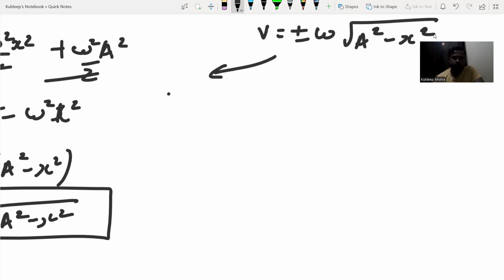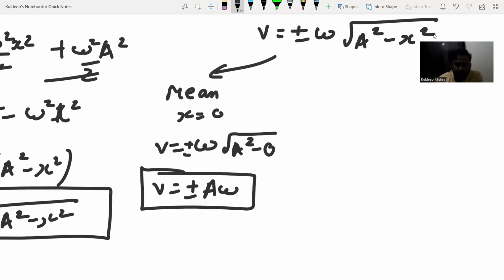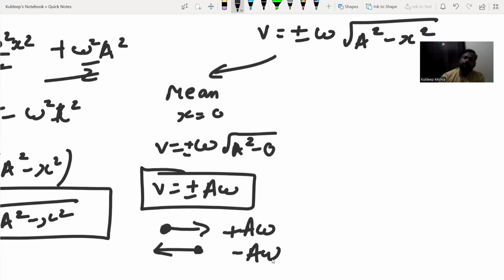So at mean position, x is 0. So velocity will be plus minus omega into a square minus 0 under root. So this will be just plus minus a omega. Now, whether this is plus or minus depends on where the body is going. If the body is going towards the right at the mean position, it is plus a omega. If the body is going towards the left at the mean position, it is minus a omega.